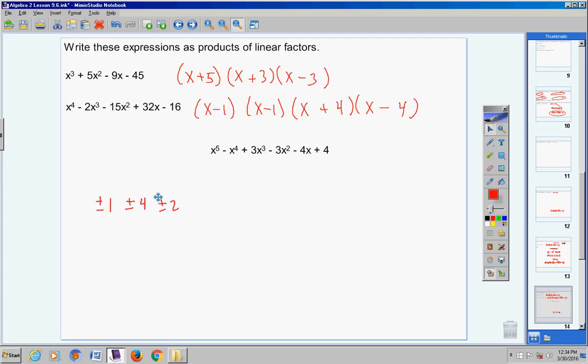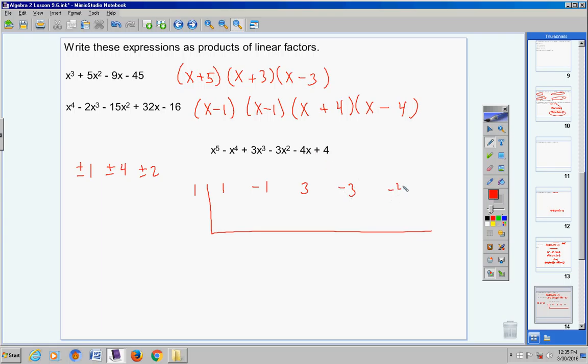I'm going to start testing these and see what happens, okay? So positive 1. I'm not missing any terms. 5, 4, 3, 2, 1. Constant terms. So I've got coefficients of 1, negative 1, 3, negative 3, negative 4, and 4. Hopefully I'll get 0. Let's see if we do. Okay, bring down your 1. 1 times 1 is 1. Combine. 1 times 0 is 0. Combine. 1 times 3 is 3. Combine. 1 times 0 is 0. Combine. 1 times negative 4 is negative 4. Combine. 0. Booyah. So 1 gave me a 0. So one of my zeros is 1.